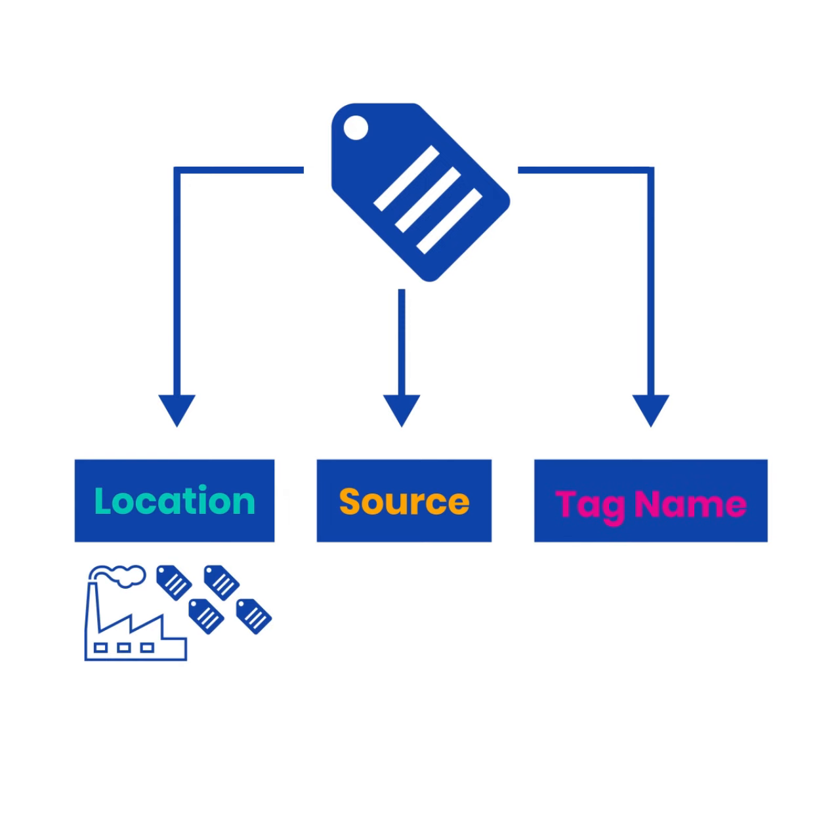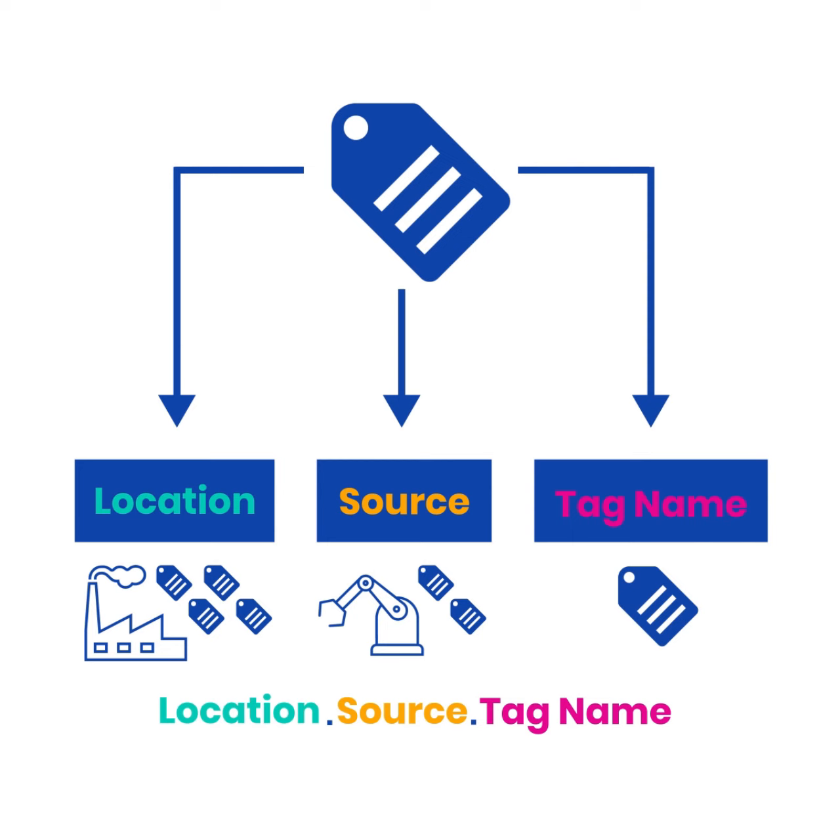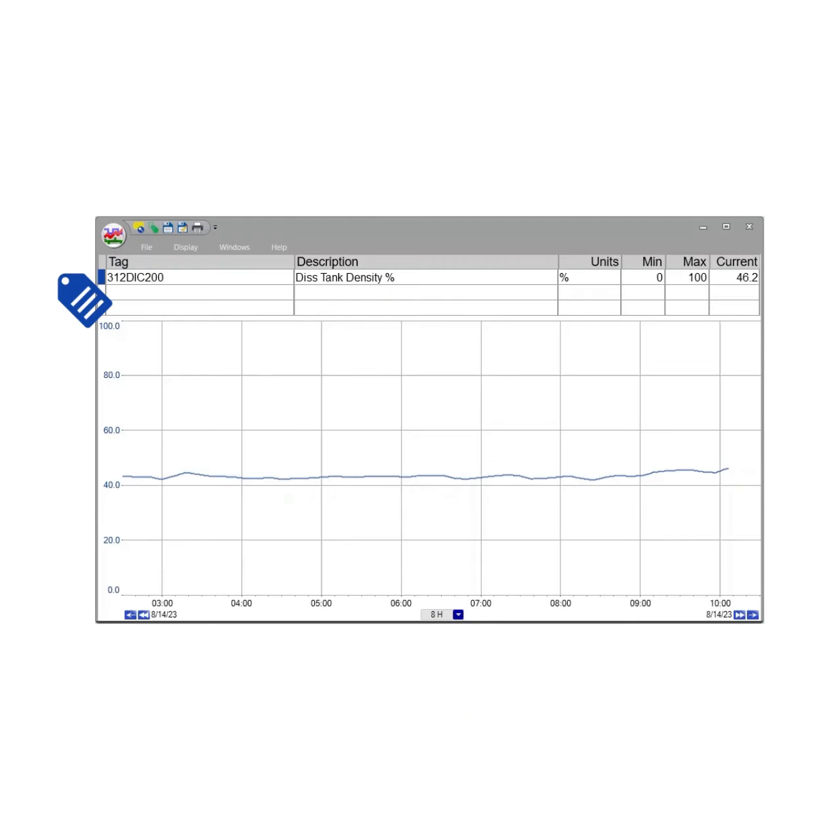You have many tags coming from one location, fewer coming from the same source, and then when you combine those two, there's only going to be one unique with that tag name. But what's important to note is that, like Facebook, this tag is going to hold all of your past data and it's going to stay there.